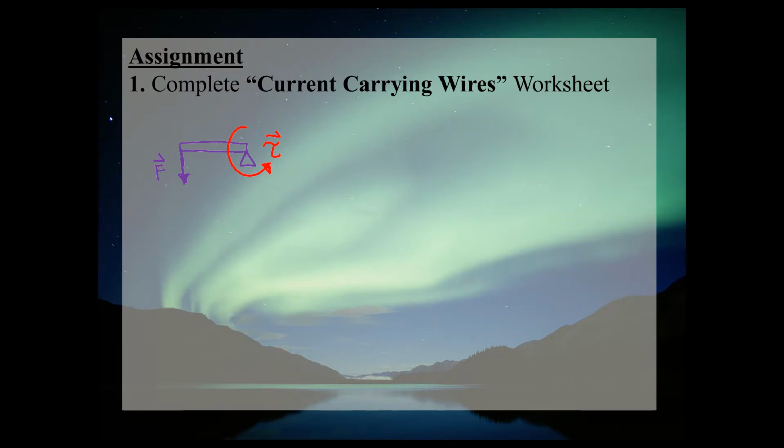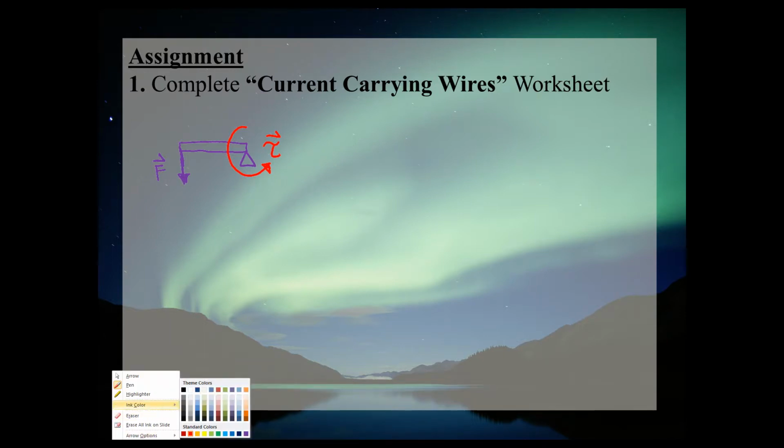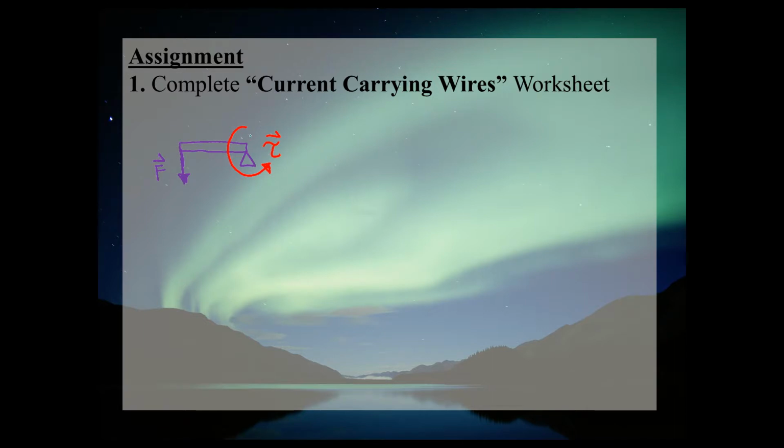Now I'm going to identify one other thing on this picture. So I'll pick a different ink color. I'm going to draw a vector from the fulcrum to the location of where that force is located. And I'm going to call that vector R. This vector is something that we call a lever arm.